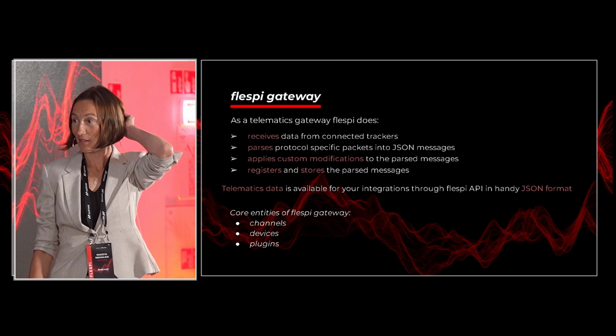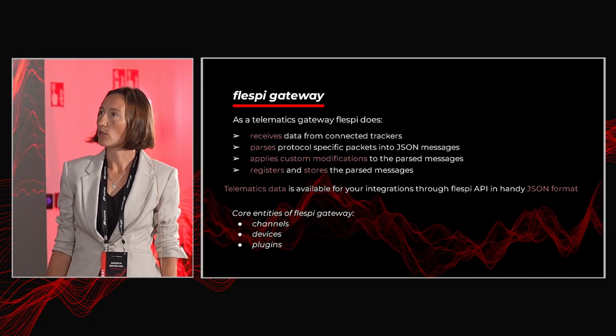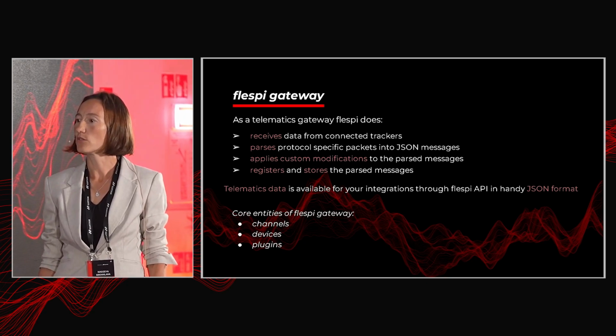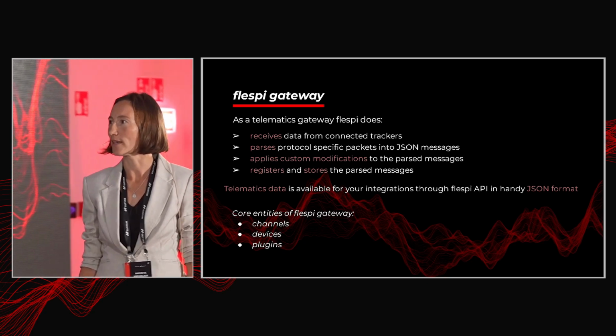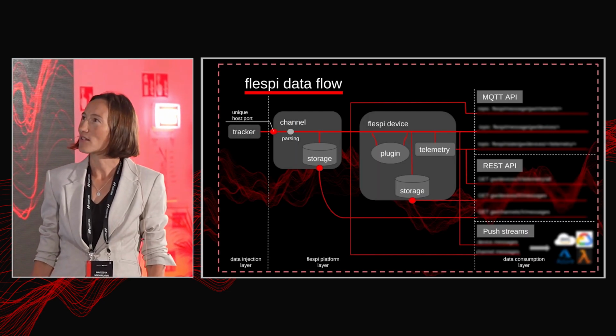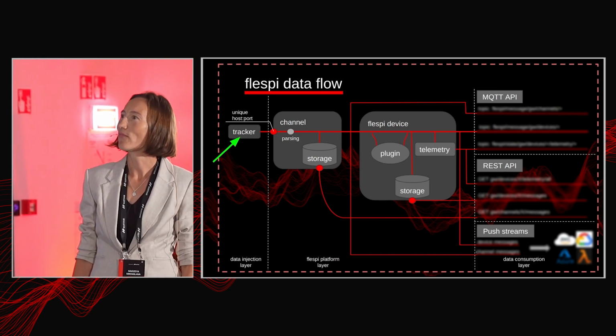And the core entities that implement this functionality are channels, devices, and plugins. So next we will take a look at the scheme of flespi gateway and see how they operate all together in the composition of the gateway. This is not the scheme of the gateway. The scheme of the gateway is rather similar, but a little bit more complicated.